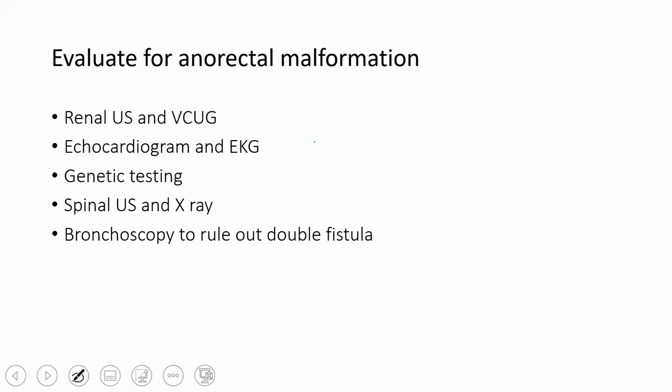Once you diagnose tracheoesophageal fistula, it's very important to look for any other malformations, like renal, because we said VACTERL and VATER. Echo, you need to look at the spinal cord, vertebral anomalies. Sometimes you need a spinal ultrasound or thoracic imaging to rule out a neural tube defect. And very rarely, you need bronchoscopy to rule out even sometimes a double fistula, not only one fistula.